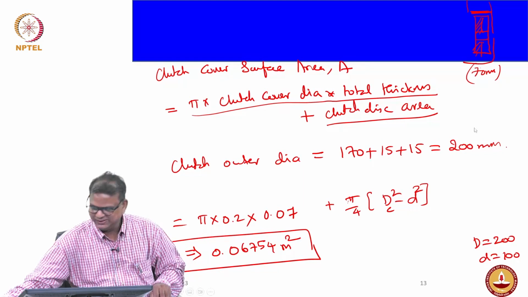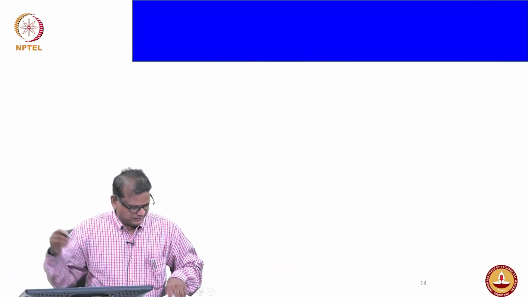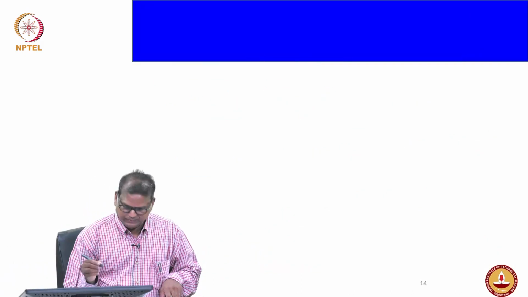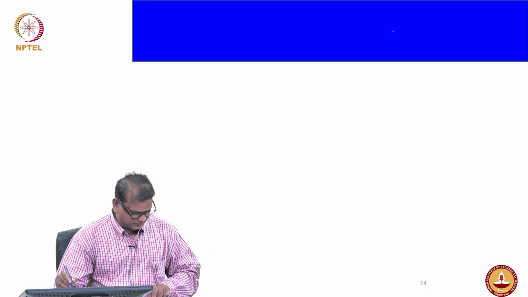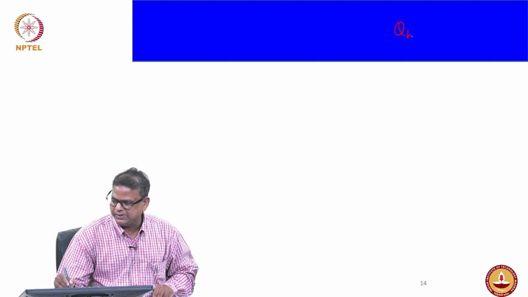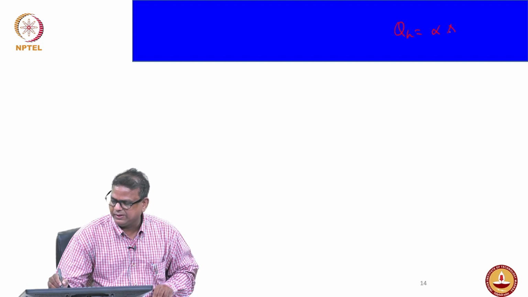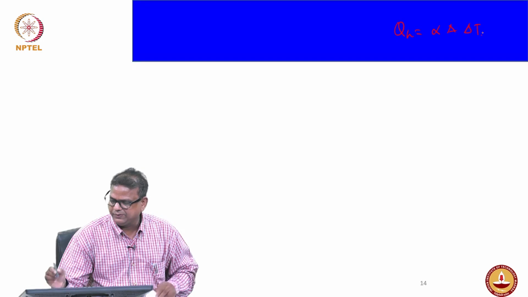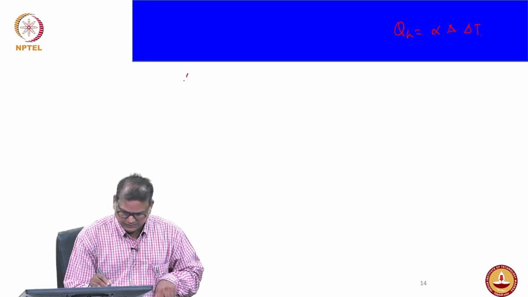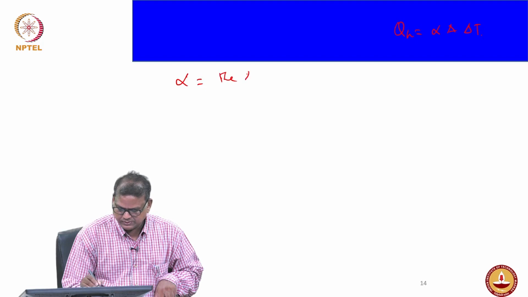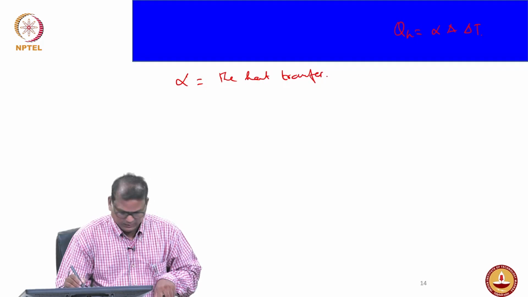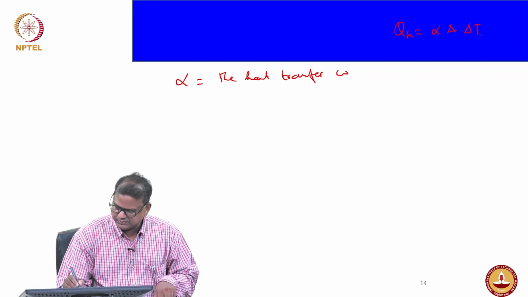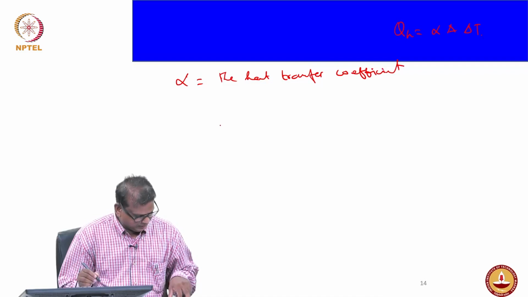I'll explain. Okay, let me do that. Then I need to find out the alpha here. As you see, in this heat transfer equation, I said QH equal to alpha A delta T, right. I need to find out the alpha, the heat transfer coefficient. Okay, that's fine. This alpha we need to find out.